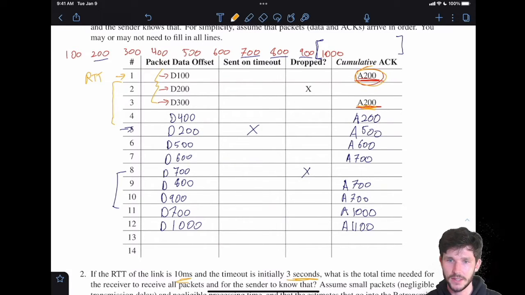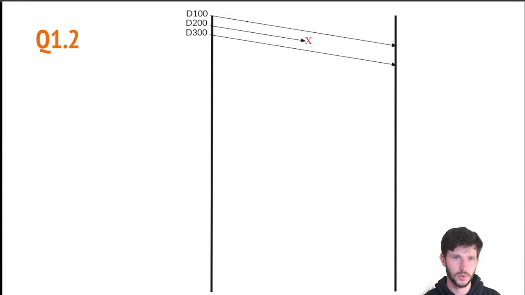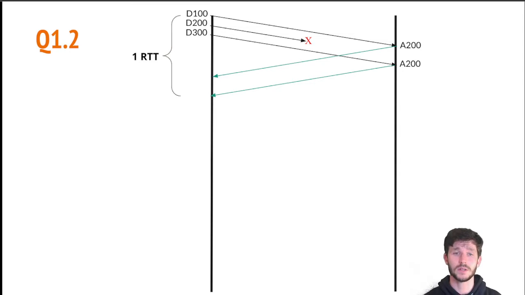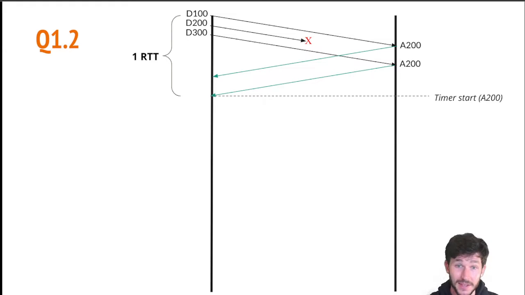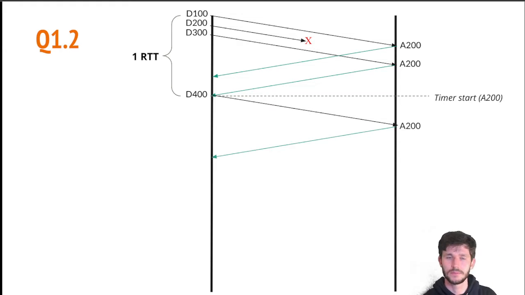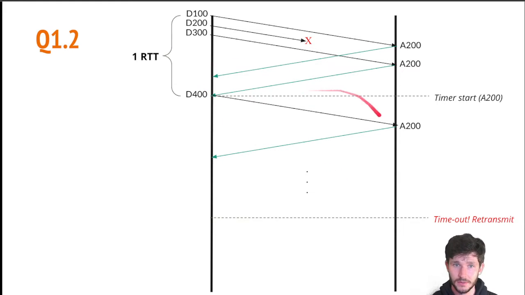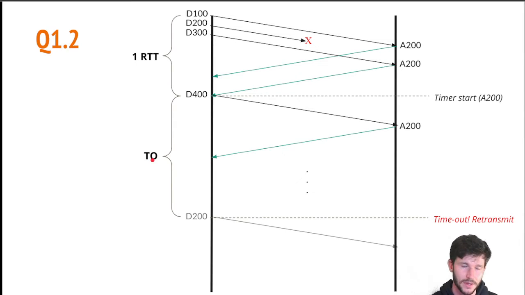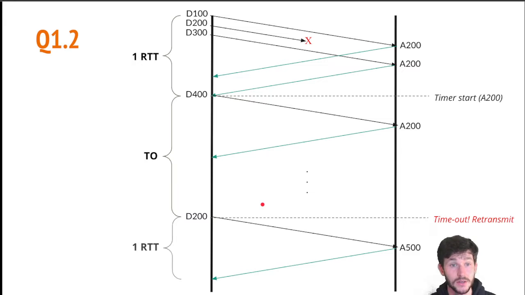And I'll actually switch to the slides here to show this visually. So 100, 200, 300 are sent. It takes 1 RTT to get back the ACK 200. At this point, the timer starts. And D400 is going to get sent, get back an ACK 200, great. This right here takes another RTT, but at the same time, within this RTT, the timer has started. And so it'll take whatever the time of the timeout is for D200 to get resent. So after this timeout, we get row 5 in our table where D200 gets sent and ACK 500 comes back, and that takes another RTT. So now by the time we get to row 6 in our table, we have 1 RTT followed by 1 timeout followed by 1 RTT.